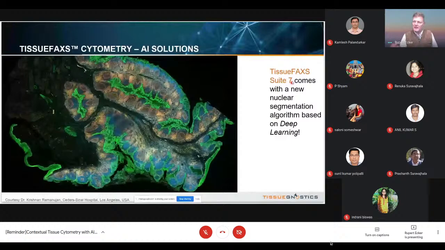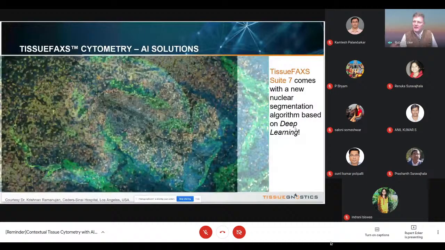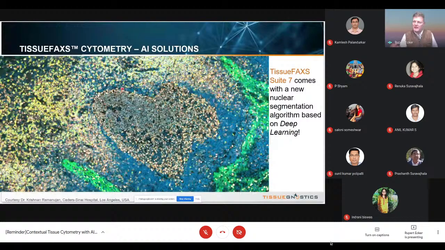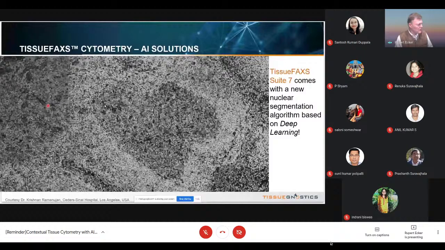And this is especially important when you work with lymphatic tissue, where you often have extremely dense cellular conditions like we see here. This is DAPI only, and you can see that the nuclei are almost touching, or effectively touching each other or overlaying each other. This is a very challenging situation for the computer, sometimes even for a trained human observer, to see what is one cell and what is a neighboring cell.